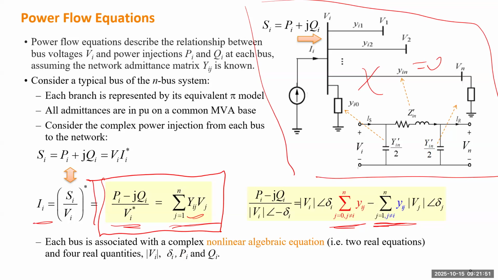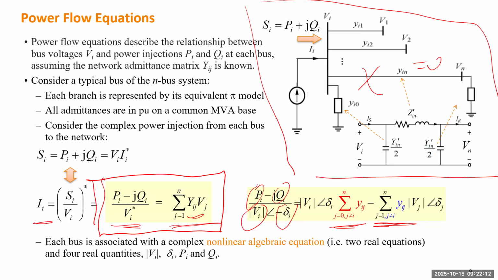Okay, so this is a complex equation for each bus. So if I have n buses, we'll have n complex equations. Each equation has how many real variables? We have P, Q, absolute V, and also delta.